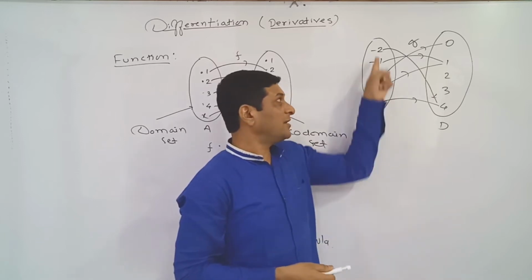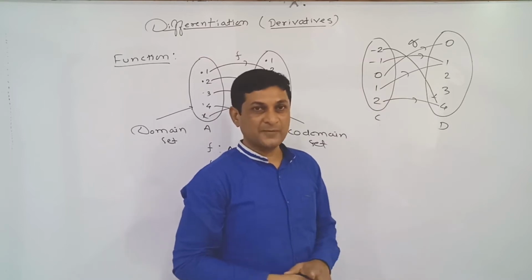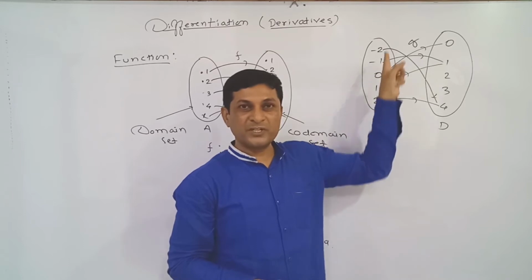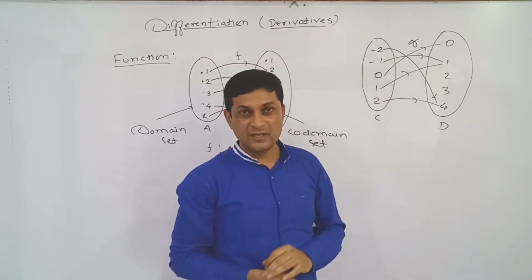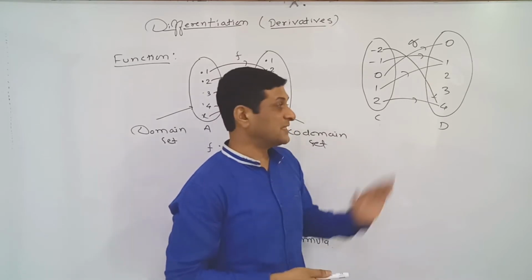What is our first condition? Every element of the first set, meaning the domain set, should be related. How many elements are there? Total 5 elements are there. And what is our observation? Every element is related. What is the second condition? It should be related with one and only one element of set D.